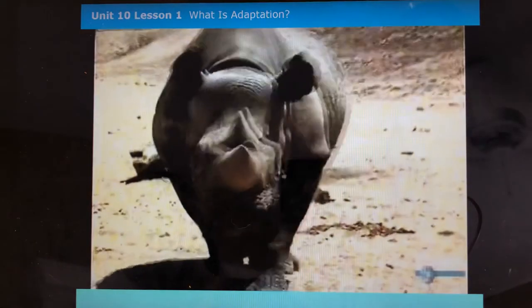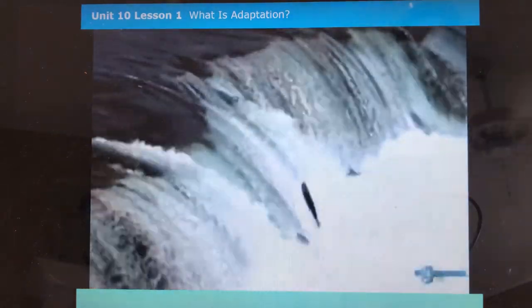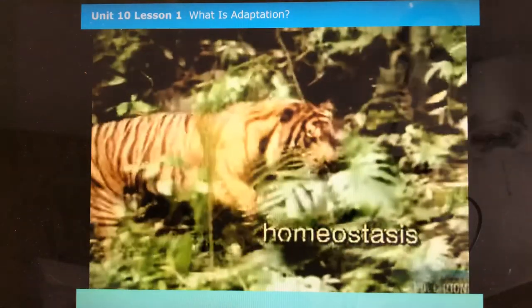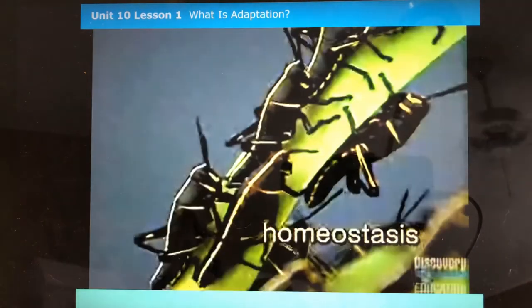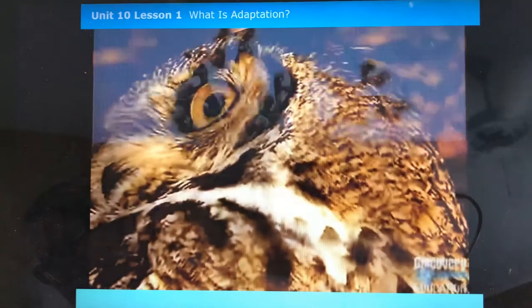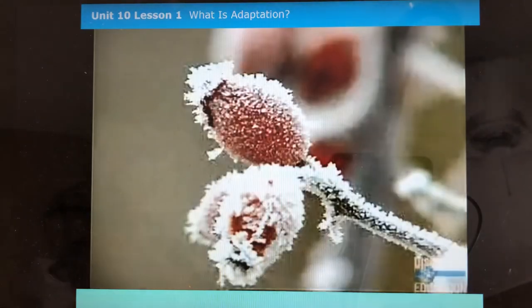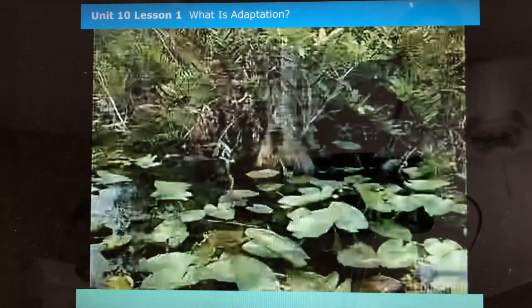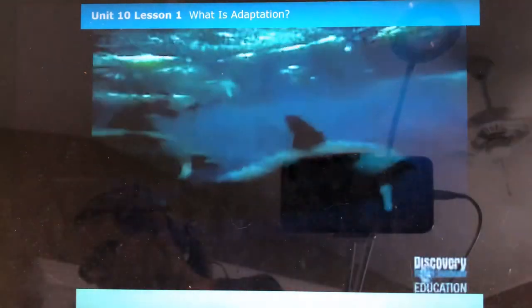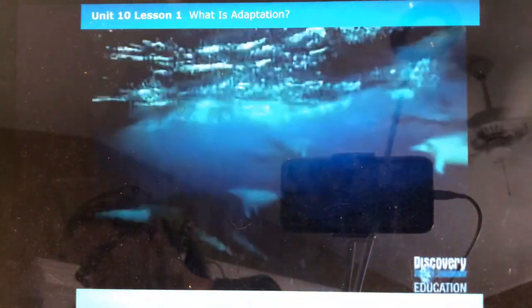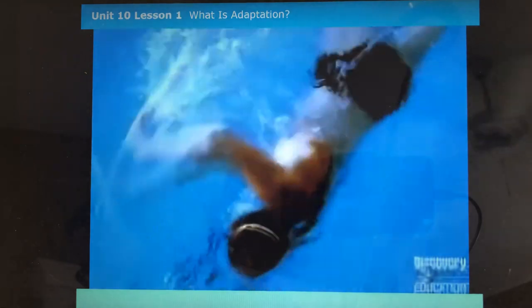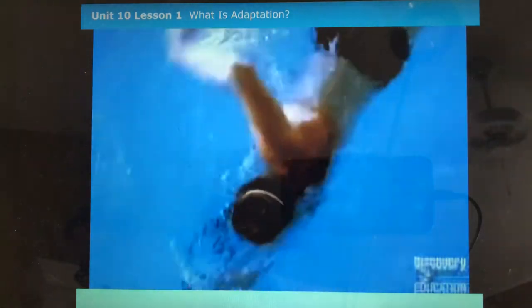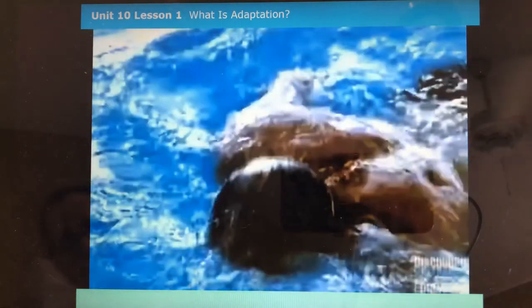Plants and animals also adapt to the temperature of their environment. Homeostasis is the ability to maintain stable internal conditions in an ever-changing environment. Animals and plants have adapted by developing many different methods of homeostasis. For example, these dolphins have extra layers of fat to keep them warm in cold water. This competitive swimmer does not, so he cannot function or survive in the cold waters where dolphins can.